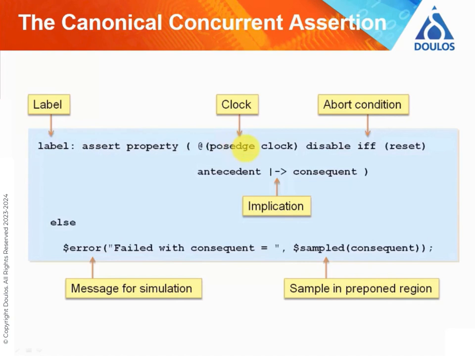Then every concurrent assertion must have a sampling event, and that sampling event is typically the pos edge of clock or the neg edge of a clock. Assertions can actually have more than one sampling event, but so-called multi-clock assertions are outside the scope of this particular webinar.